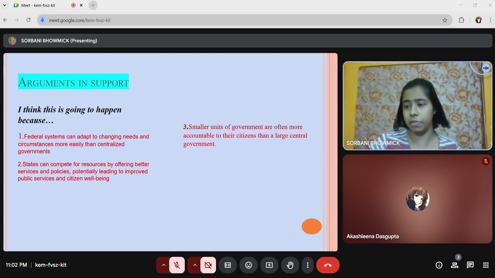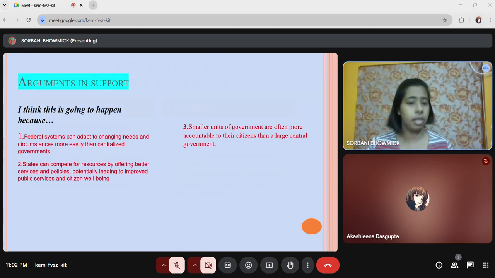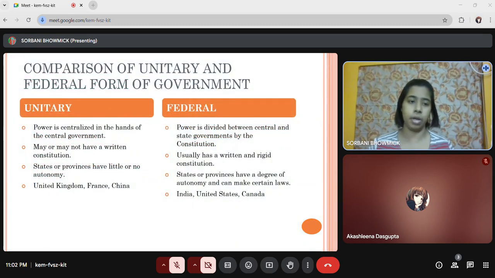Now, moving on to the next feature, that is, smaller units of government are usually responsible. Yes, the state government is responsible to its own people, and people vote for them. So their resources are properly provided to them. They vote for the resources, and when the resources are not being provided, that means the government is not being accountable to them. Now, if you think you cannot agree with the federal form of government, please write in the chat. Now we will do a comparison.